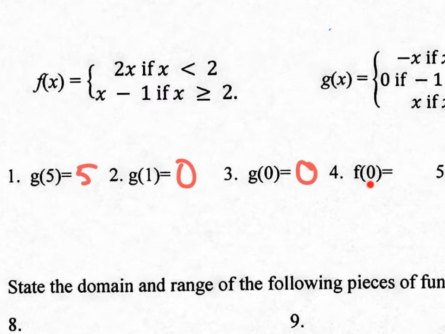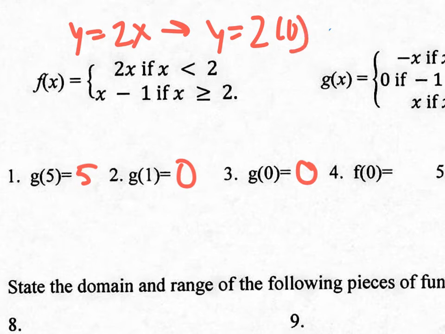So number 4, it says f of 0. 0 is less than 2, so we're going to use this top one. So what's the answer going to be? That's like if you had the equation y equals 2 times x, and you're going to plug in a 0, so that's going to be y equals 2 times 0, which is 0. So the answer is 0 over here for that one also. Let me erase this up here.